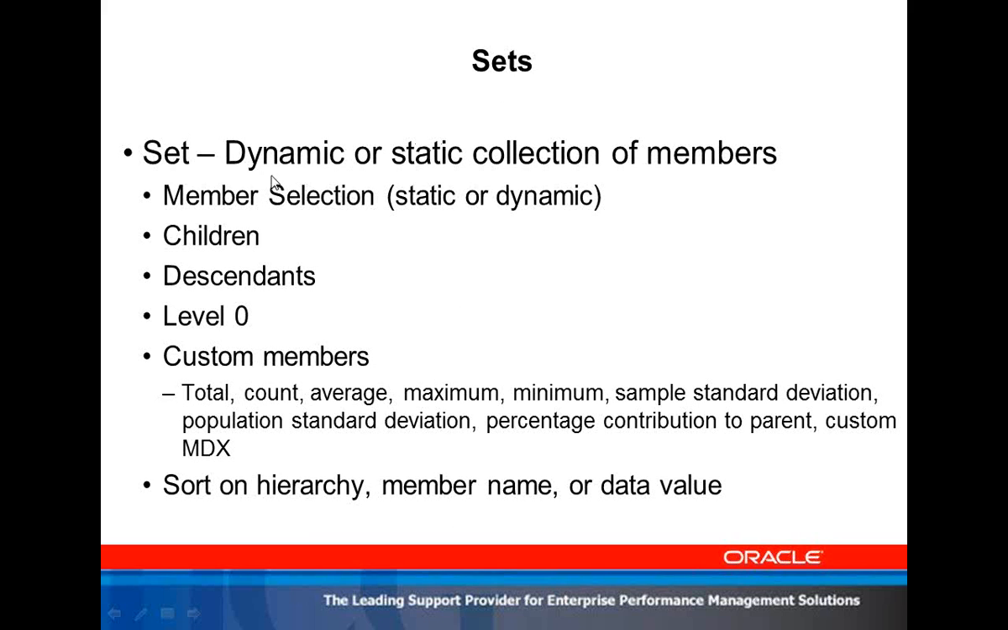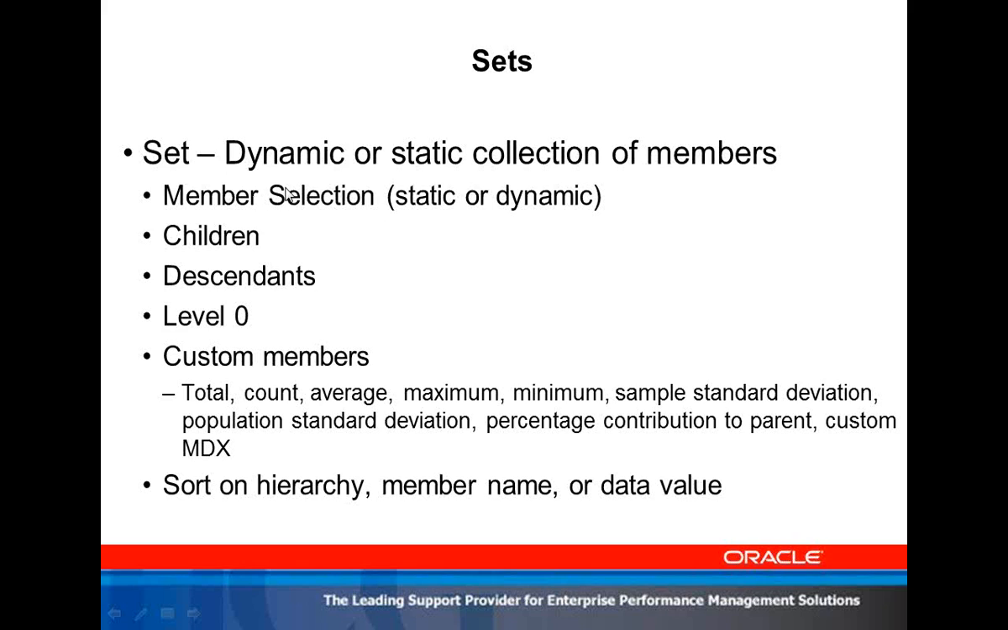What's a set? Again, a little more explanation of it. It is a set of members selected for your rows, columns, or your POVs. And it can be a static collection of members, meaning I want market east, west, and south, but I don't want north. Or it can be a dynamic set of members, meaning I want the children of market, the descendants of market. And usually dynamic sets are better to go with because they're always interrogating the database outline to get the most current list of members.